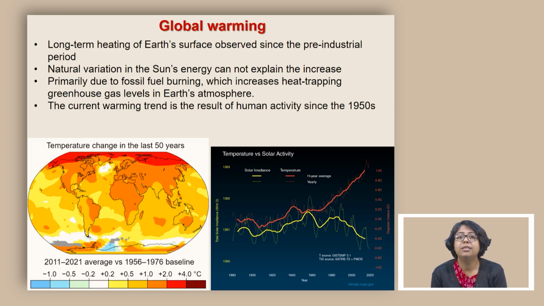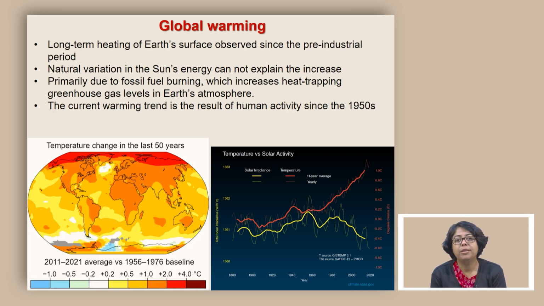However, it is important to recognize what was causing this global warming. There is natural variability of the climate, and there are natural ways through which the earth has become significantly warmer during specific points in geologic time. But this global warming is basically caused by humans. It is the long term heating of the earth's surface observed since the pre-industrial period.